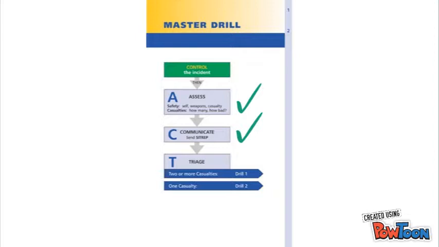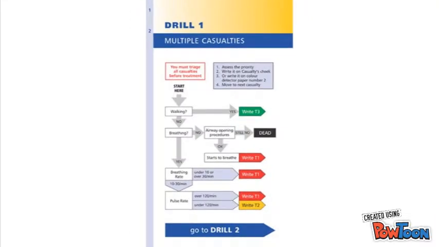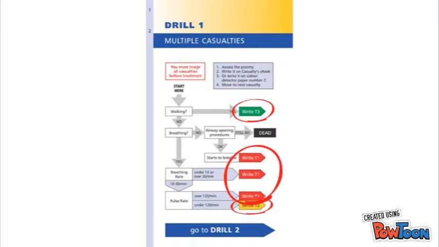After this, you may start with triage in the case of multiple casualties. During triage, you're going to assess the casualties quickly and write a number on their cheek. If someone is walking, it's a 3. If he has a pulse, hartslag, under 120 per minute, he's a 2. Anything else that threatens bleeding, breathing, or circulation is considered a T1.